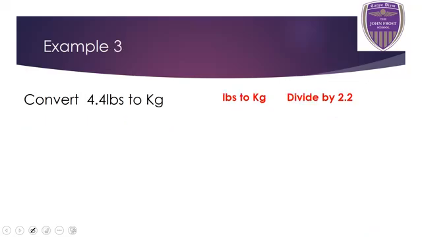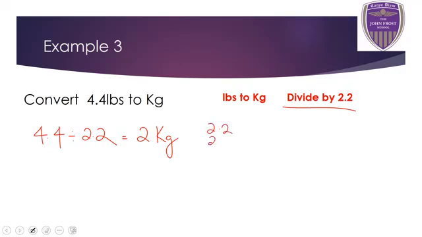Example 3, converting 4.4 pounds to kilograms. So this time we've got to divide by 2.2. So 4.4 divided by 2.2. This one is a bit easier because it's exactly 2. So that's 2 kilograms. And just to check, if you added 2.2 and 2.2, your answer would be 4.4. So 2 kilograms is correct. When you're ready, move on to the last example.